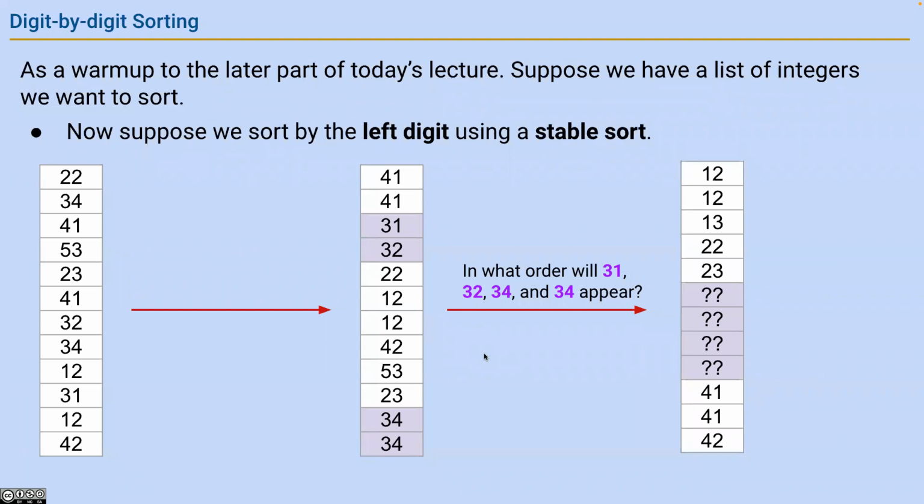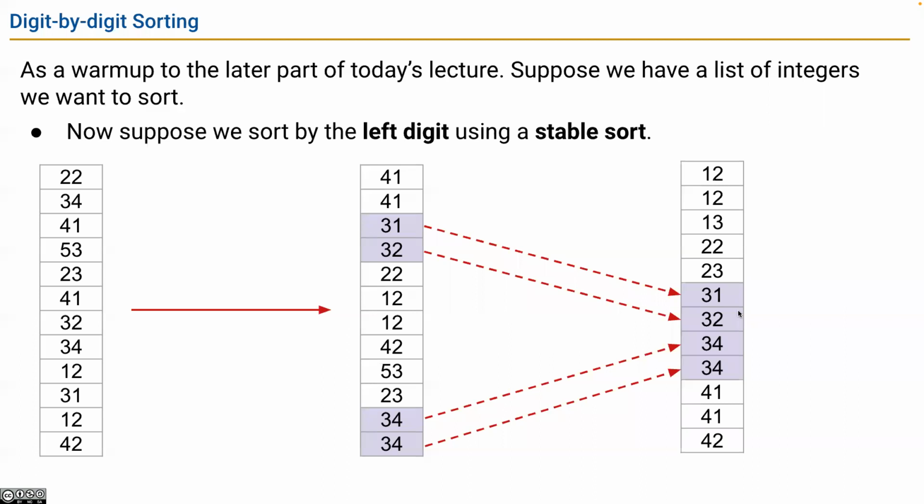So let's suppose we now sort by the left digit, the tens digit, using a stable sort. In what order will 31, 32, 33, and 34 appear? So I did the 1s and the 2s and the 4s. Those are already done. You've got to figure out what goes here. Okay, what do you think? 31, 32, 33, 34. Because I'm using a stable sort, these will not cross.